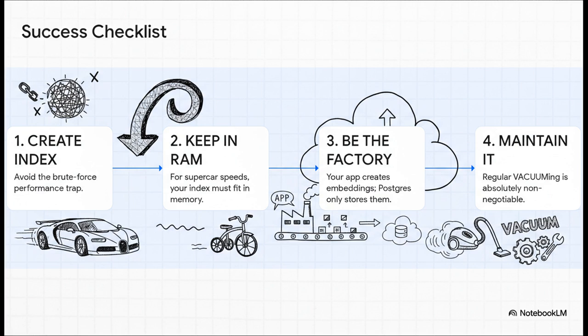Third, you've got to remember that Postgres only stores the vectors. Your application is the embedding factory. Your code is responsible for calling the AI model and actually creating the vectors, and that adds another moving part. And finally, ongoing maintenance, running vacuum, that's not optional. It is totally non-negotiable if you want to keep things running smoothly.